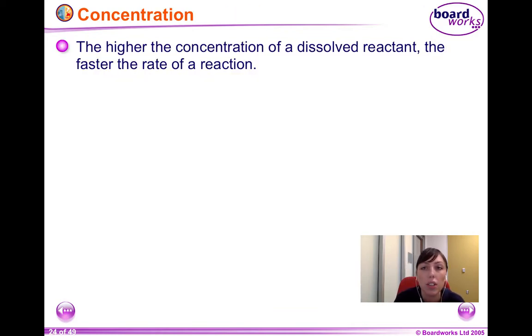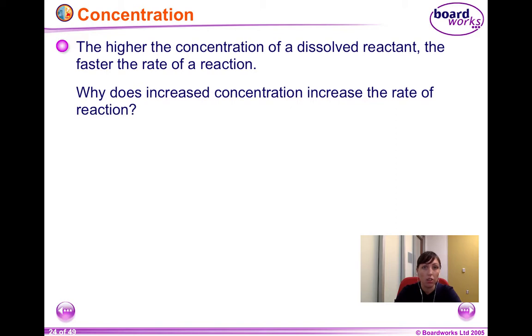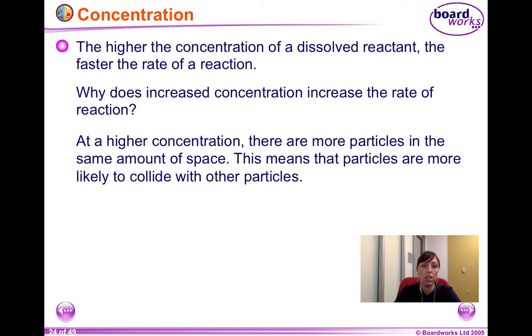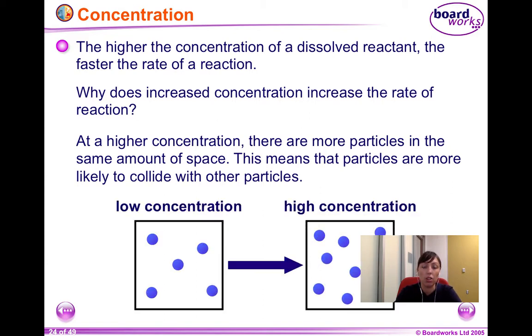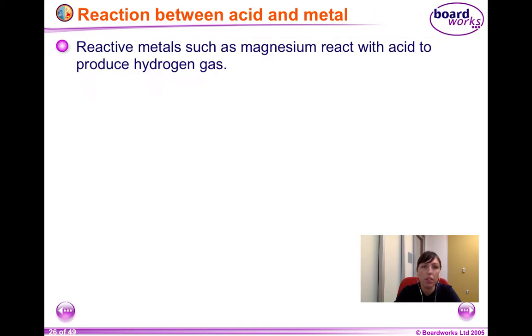So the higher the concentration of a dissolved reactant, the faster the rate of reaction. Okay, so we saw this as well in our reaction kinetics lab because we were looking at temperature and concentration. And when we increased the concentration of the dissolved reactant, the reaction rate increased. So why does increased concentration increase the rate of reaction? At a higher concentration, there are more particles in the same amount of space. And so that means that particles are more likely to collide with other particles. So in this model, you see a lower concentration, but if you increase the concentration, they're more likely to hit each other.